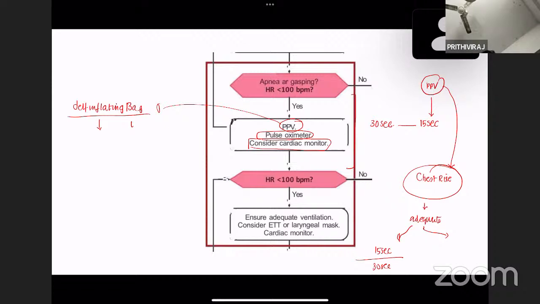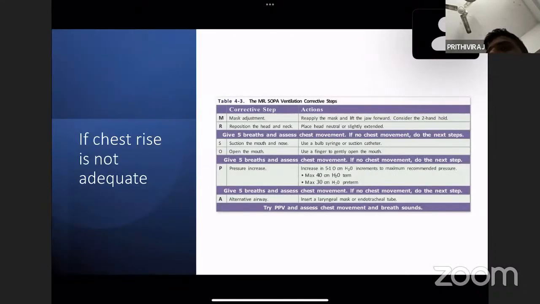Then you have to see if there is any problem in the chain, whether there's a leak from the mask, an airway block, or the pressure is not adequate. So you have to do a step called the ventilation corrective step, the MR SOPA: mask adjustment, reposition the head and neck, suction the mouth and nose, open the mouth, then pressure increase, finally alternate airway. First you do mask adjustment and reposition the head and neck. You give 5 breaths and assess the chest movement. If no chest movement, then you go for SO, that is suction the mouth and open the mouth. Even after this, if the chest movement is not adequate, go for increasing the pressure. If the chest rise is still not adequate, go for the alternate airway. In this way you go through the MR SOPA ventilation corrective steps.